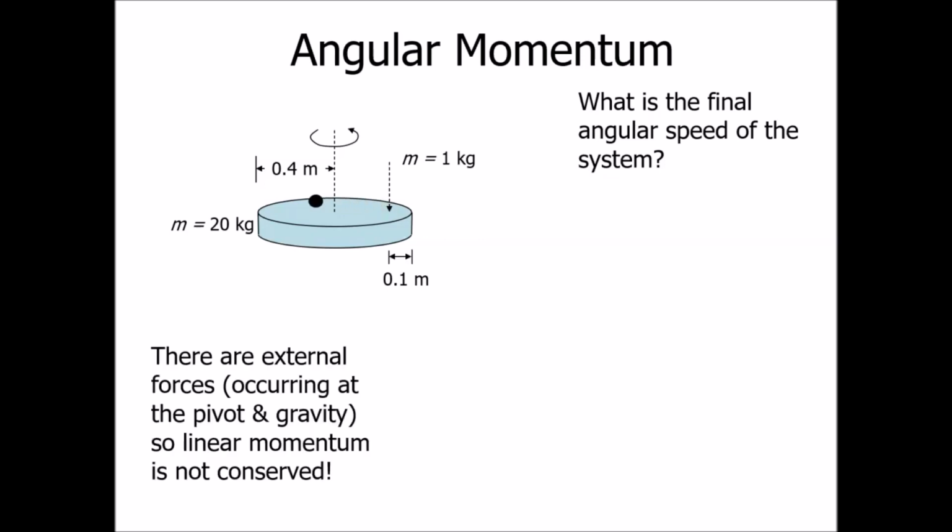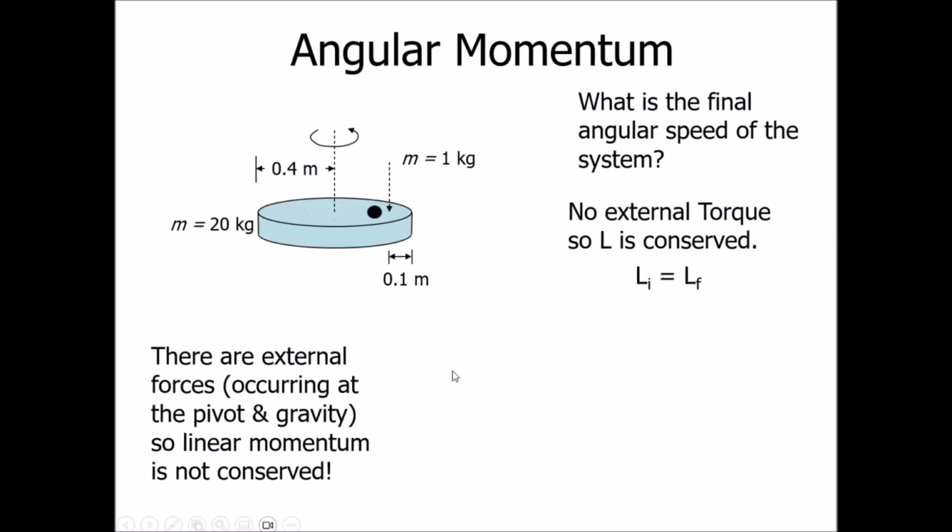There are external forces acting on it at the pivot, and there's the gravity force acting on it, so that means linear momentum is not conserved. So Pi does not equal P final. You can see the ball is no longer moving, but angular momentum is still conserved because there's no external torque. So Li equals Lf.